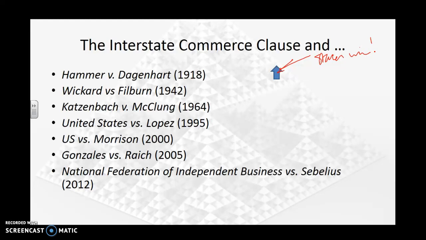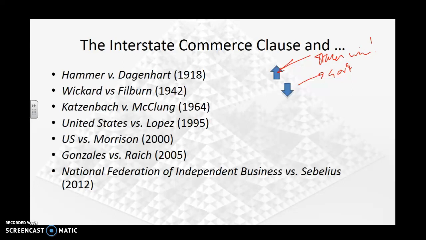Wickard versus Filburn, however, was to do with not buying wheat. And on this occasion, they found for the government. So a big win for the feds there. If you're not buying wheat, then according to judges at the time of the New Deal, the government does have the right to regulate you and force you to buy wheat.